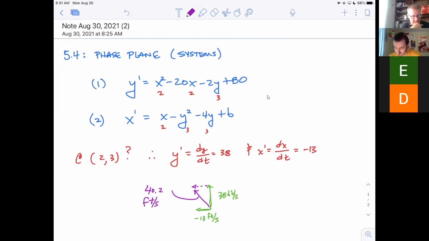I'll do it real quick. Inverse tangent of 13 divided by 38. Notice I'm not even putting the negative signs in there, and I got 18.9 degrees. And so that angle right there is approximately 18.9 degrees.